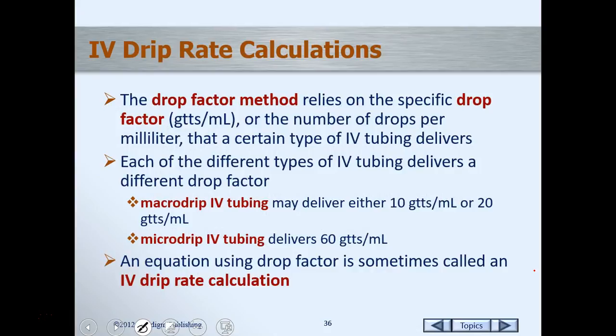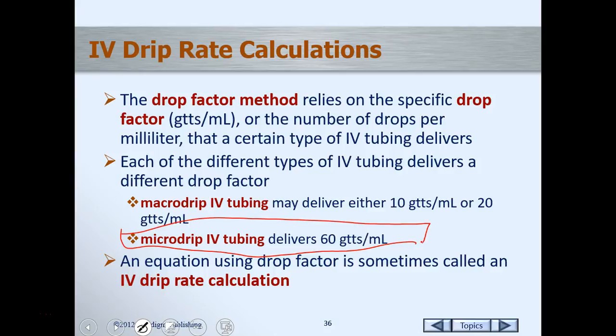Drop factor relies on the specific drop factor of the tubing. So how many drops per milliliter? Each of the different types of tubing will give a different drop factor. Macro tubing could be 10 drops per milliliter, 20 drops per milliliter, or 15 drops per milliliter. Now a micro tubing, there's only one size, and that's 60 drops per milliliter. So that's an important one to remember, because it only comes in one size.